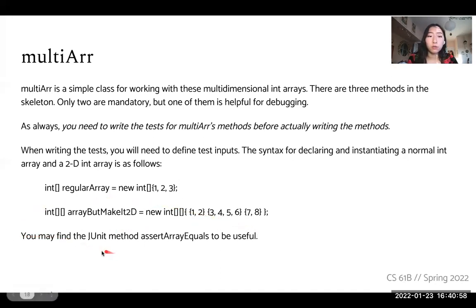And so you might also find the JUnit method assertArrayEquals to be useful. You also might not. I think for this particular homework assignment, you actually might not need it for your tests, but in the future, it's always helpful to know about this method.